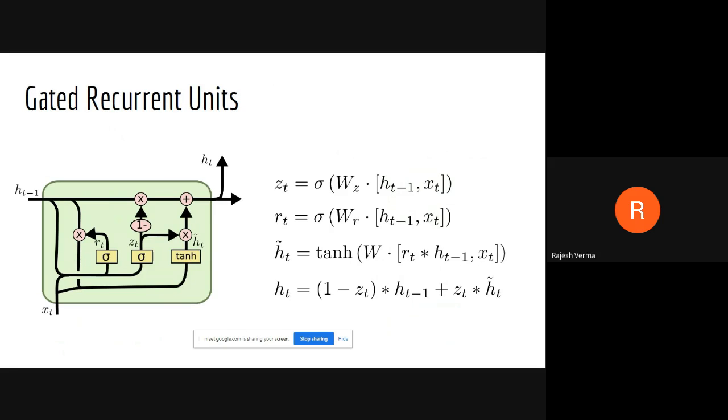Now, when we say we are having a gated network, then we apply a particular gate, and this gate could be anything, and then the particular structure of the output depends on the gate that we have applied.